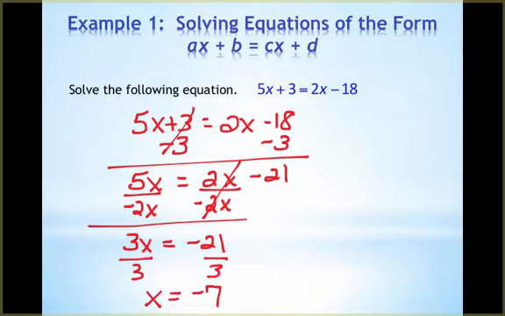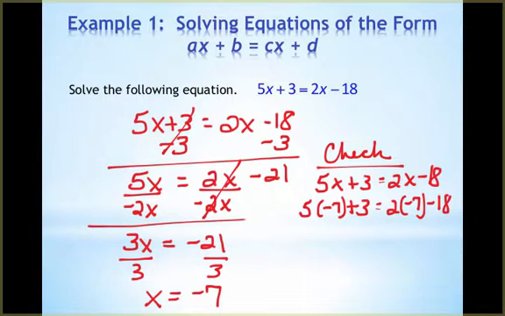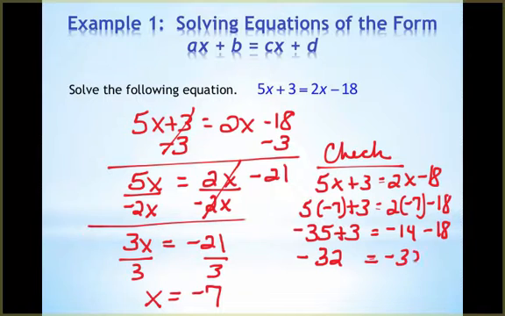Now we'll take a moment and check this one just to show that we did get the right answer. So we'll take our original equation, 5x plus 3 equals 2x minus 18, and we'll substitute in x is negative 7. So 5 times negative 7 would be negative 35 plus 3, and 2 times negative 7 would be negative 14 minus 18. But negative 35 plus 3 is negative 32, and negative 14 minus 18 would also be negative 32. So that is correct, and our answer is that x is negative 7.